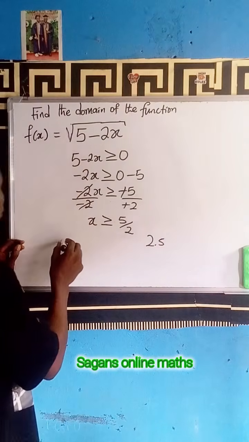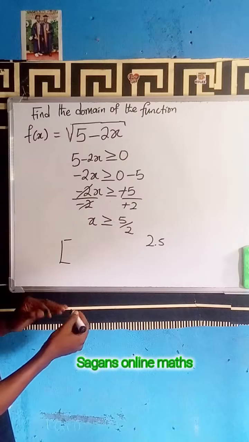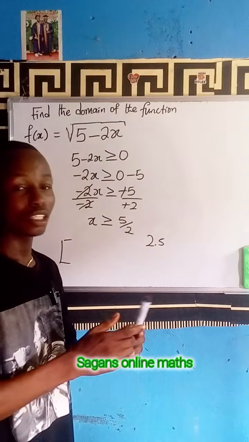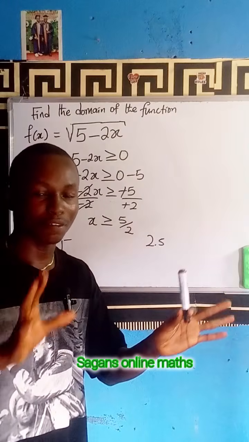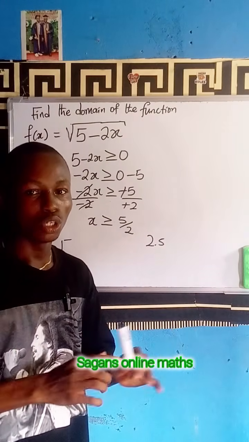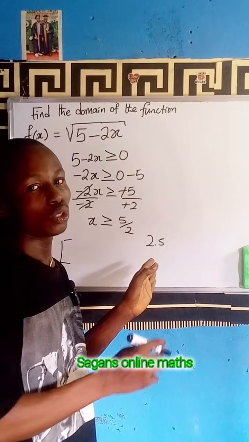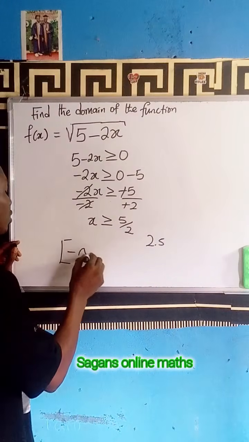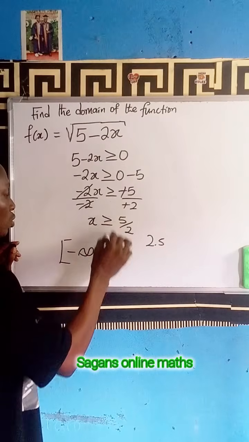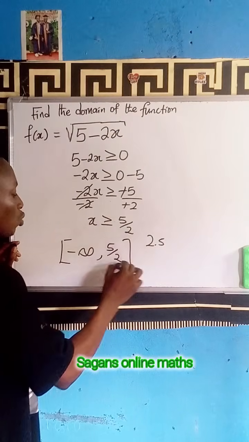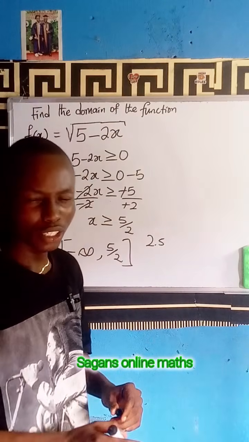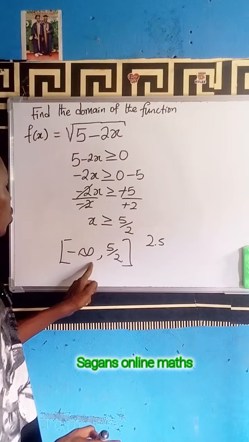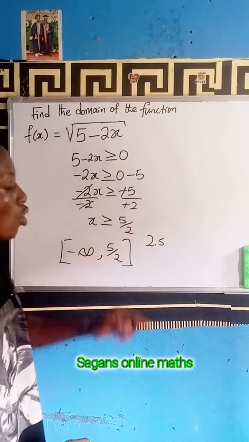So where is our domain going to start from? Our domain is going to start from minus infinity. Remember, in your graph, we have our positive and negative sides. So you're starting from the negative sign towards the positive side. So you must start from minus infinity to 5 over 2. So this is our domain of this function. Is it not interesting? So from minus infinity to 5 over 2 is the domain of this function.